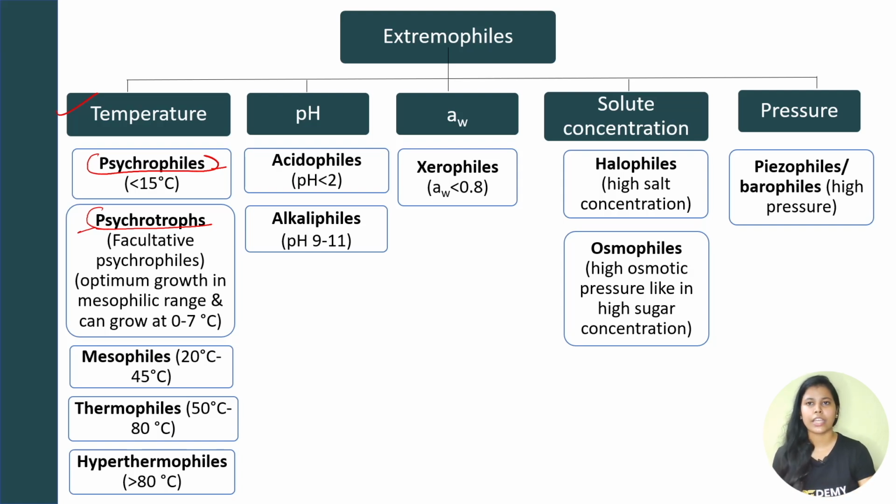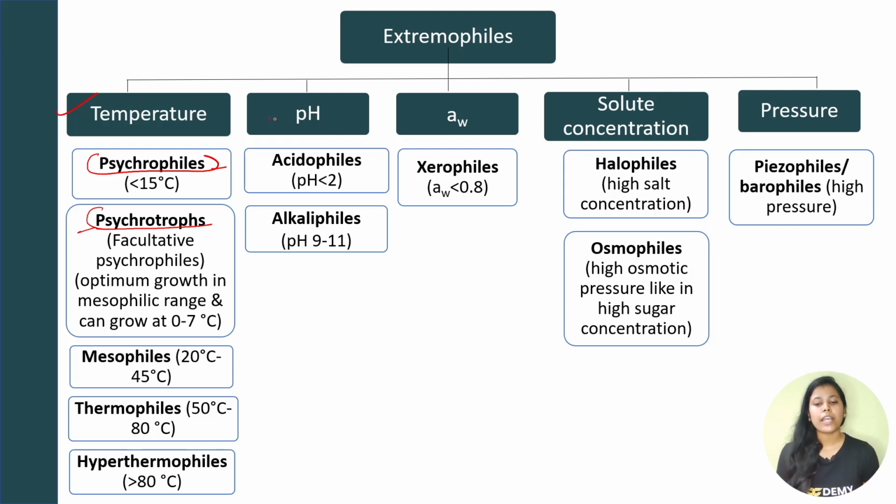That is, in the mesophilic range they can grow well, but they can also grow at lower temperatures; if the temperatures are decreased, they can grow at about 0 to 7 degrees Celsius as well. That is why they are also called facultative psychrophiles, meaning in some conditions they can adapt and grow as psychrophiles. Sometimes they are also called psychrotolerants, as they can tolerate low temperatures. Next are the mesophiles, growing at the normal temperature range of about 20 to 45 degrees Celsius. Thermophiles grow at higher temperatures, and hyperthermophiles grow at extremely high temperatures, more than 80 degrees Celsius, and can even go to 100 degrees Celsius or more, right?